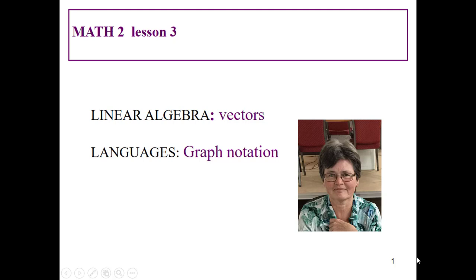Welcome everybody. This lesson we're going to talk about vectors in the linear algebra part, and as promised in languages, we're going to look at a way of using graphs to look at a regular language. So let's start with the linear algebra part.